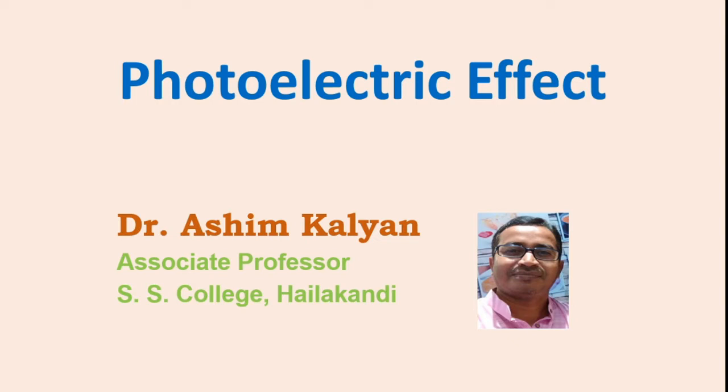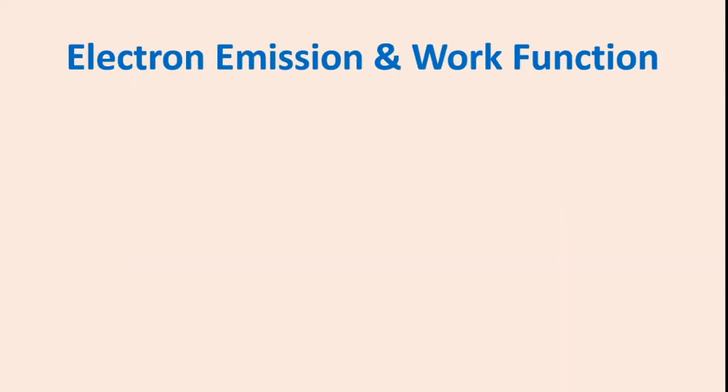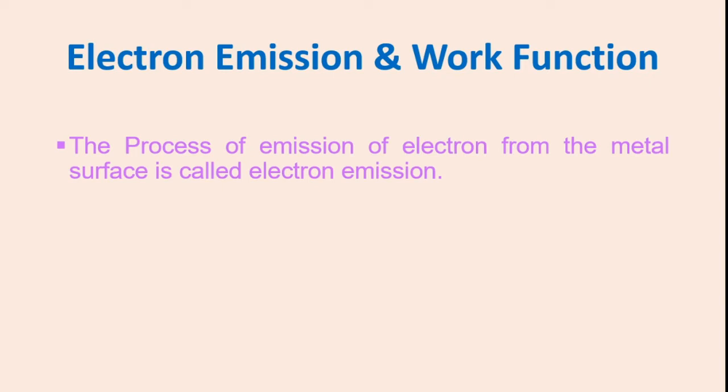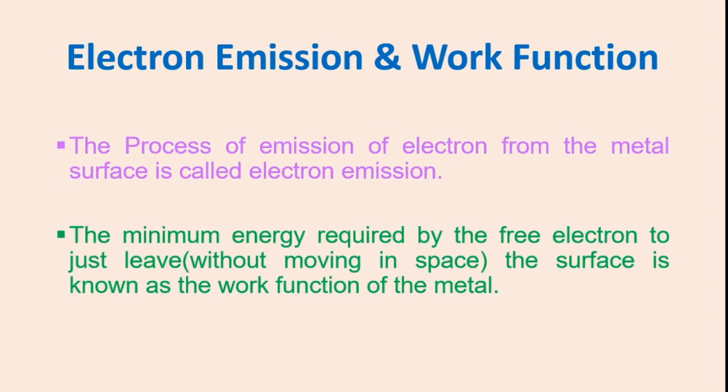So we have learned about free electrons, how they form and how they move. Now, what is electron emission? Electron emission is the process of emission of electrons from the metal surface. It's very simple. We have already discussed that to emit an electron, we need an additional minimum energy, and that minimum energy required by the free electron to just leave the surface is known as the work function of the metal.